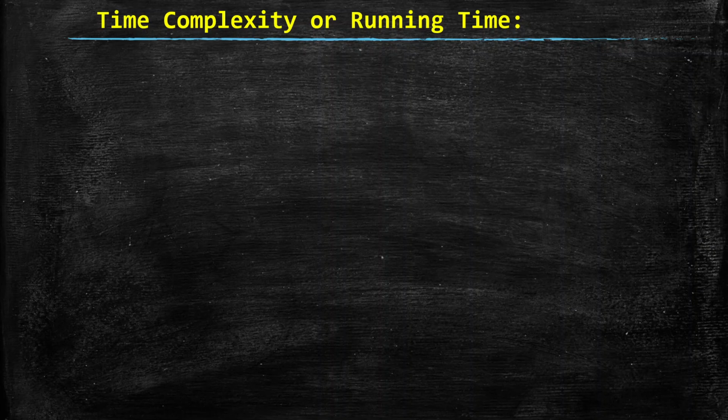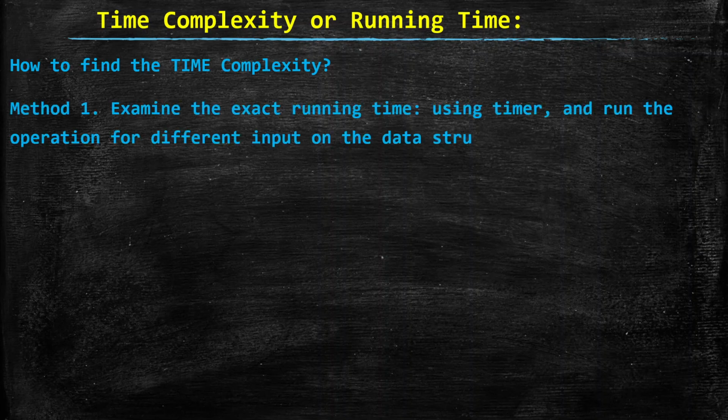Nowadays we have advanced types of hardware, so we don't face complexity about memory, about space. So we are talking about time complexity. How to find the time complexity, that is the problem. Method 1 says to examine the exact running time. So how do we find the exact running time?